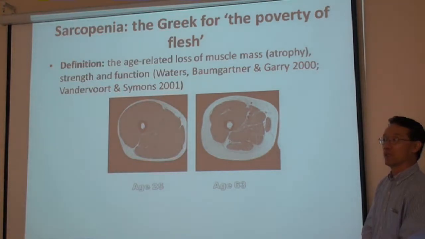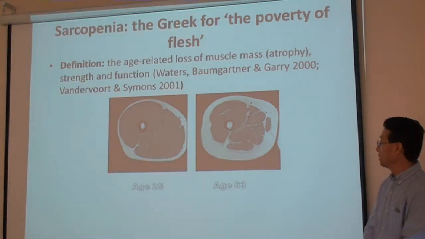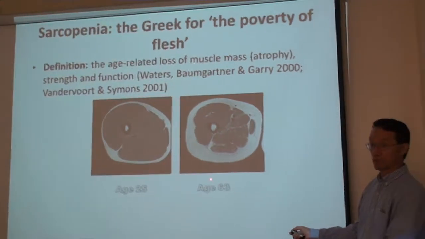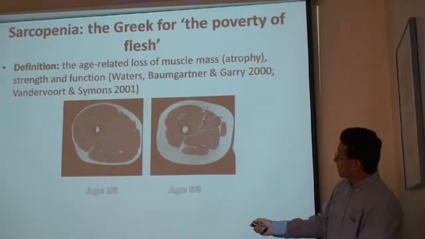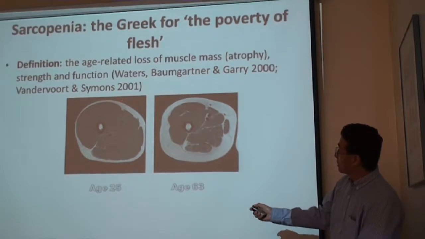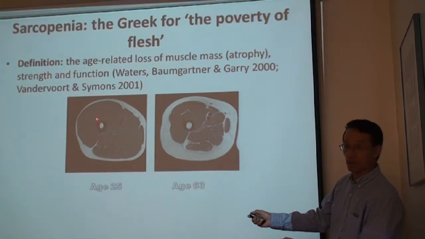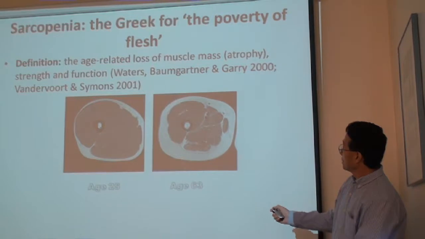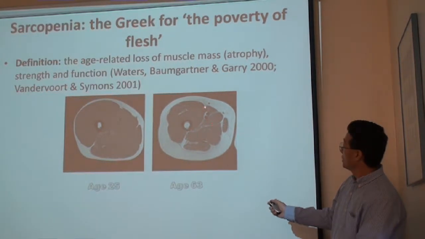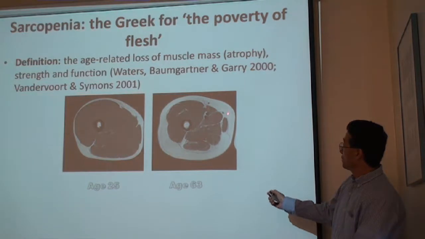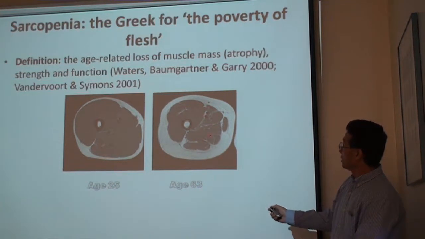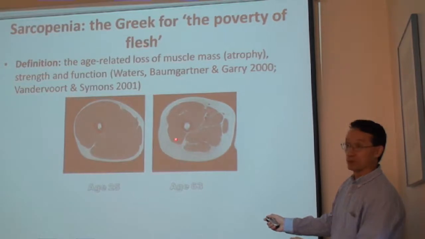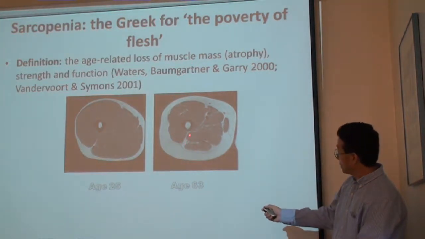Here is a picture showing the age-associated decline of muscle in a person. This is at age 25, compared to age 63. The dark area is the muscle, the surrounding area is the fat tissue, and in the center is the bone. After approximately 40 years, in the mid-60s, you'll see a dramatic decrease of muscle mass and a dramatic increase of adipose tissue in the muscle. The structure of the muscle also changes compared to the younger person, and there's infiltration of adipose tissue into the muscle tissue.